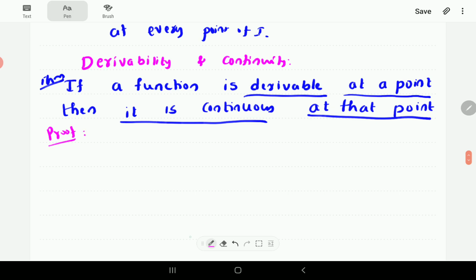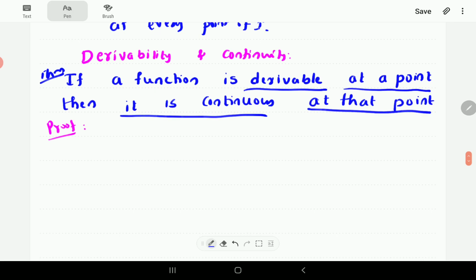So let's prove this. If a function is derivable, how do we prove that it is continuous also? Let's start with the given hypothesis. It is given that f is a function, let f be derivable at say x equal to a.